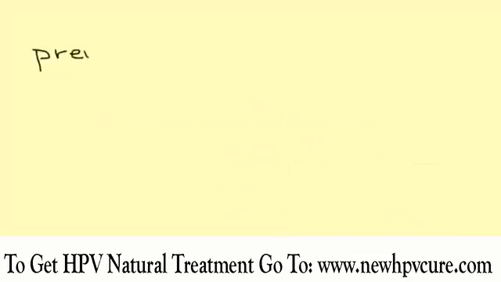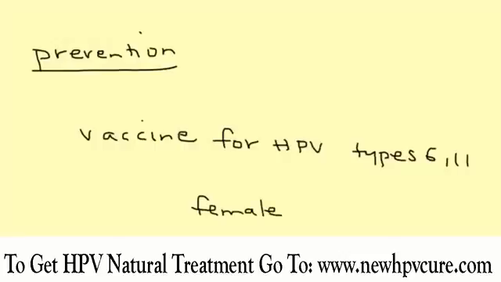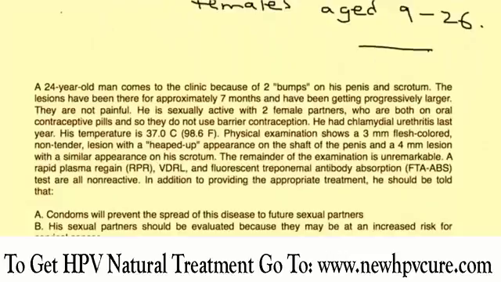Prevention. There is a vaccine available. It's a relatively new vaccine for HPV, in particular HPV types 6 and 11, and it's recommended for females aged 9 to 26. All right, let's take a look at some clinical vignettes.